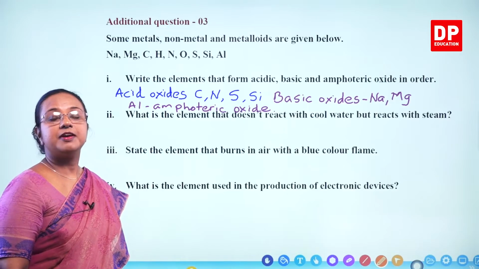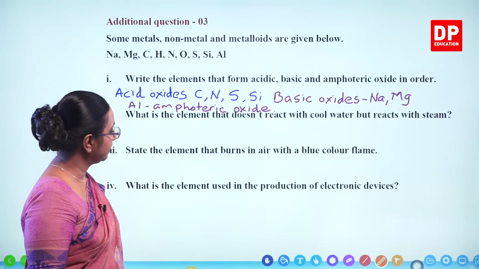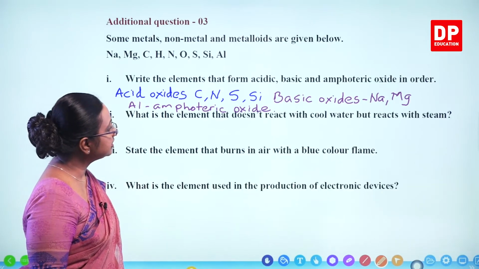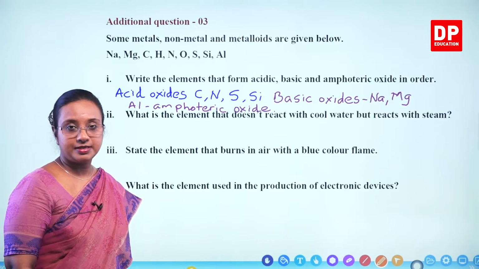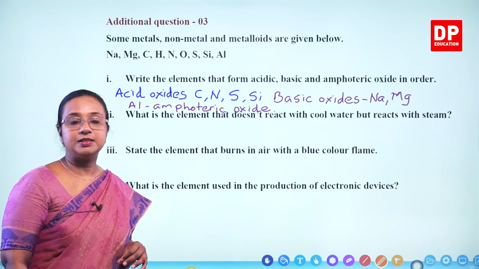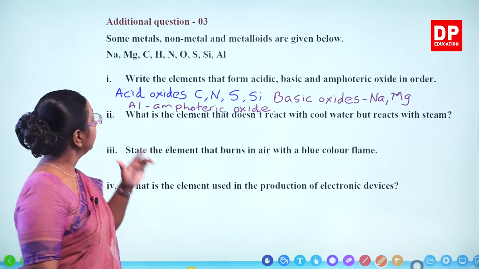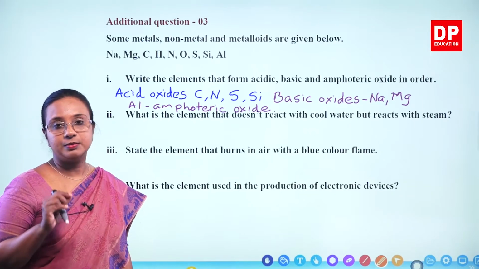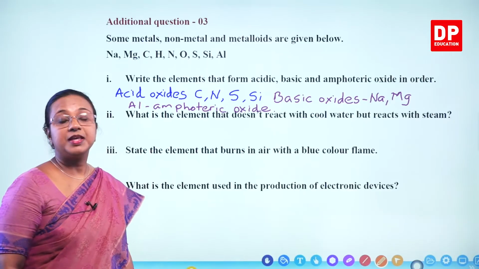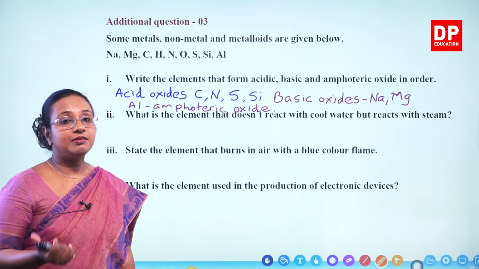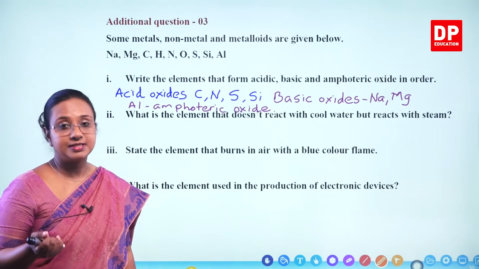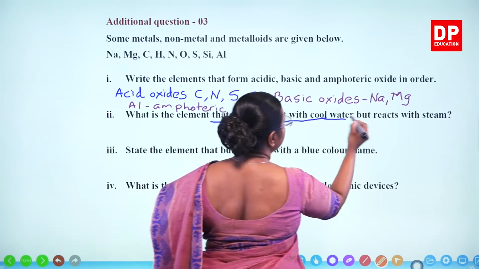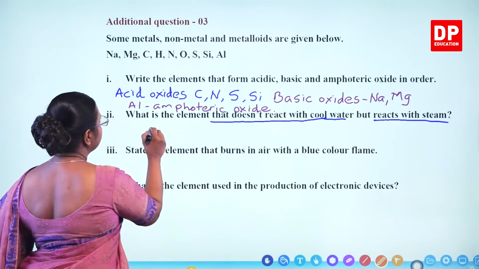So those are the different types of oxides formed by these elements. Then we go to the next question. What is the element that doesn't react with cool water but reacts with steam? We have done a few activities with metals, reactions of metals with water. In that, when we put a small piece of sodium, it reacts very vigorously with water. Whereas magnesium does not react with cool water, but it reacts with both hot water and steam. So the answer for this question is magnesium.